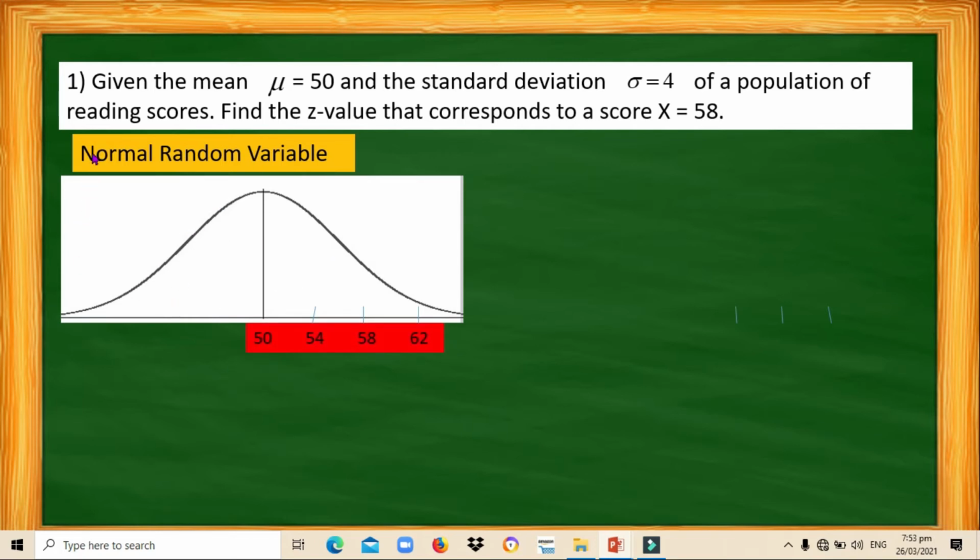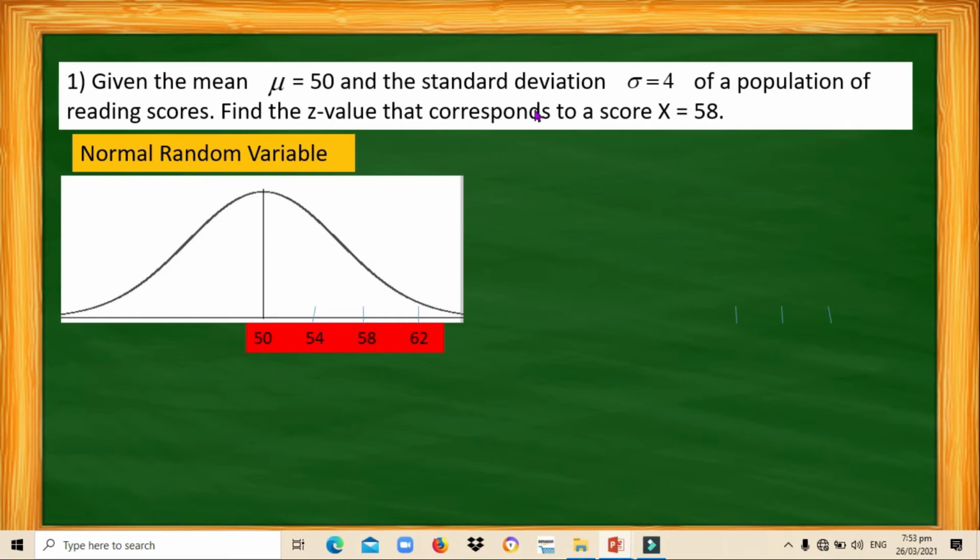In the normal random variable, the mean is 50, as stated in the given. The standard deviation is 4, meaning the distance between the numbers. Since 4 is the standard deviation, the next number after 50 is 54, and the next are 58 and 62, and so on. So x equals 58, and this is its location.